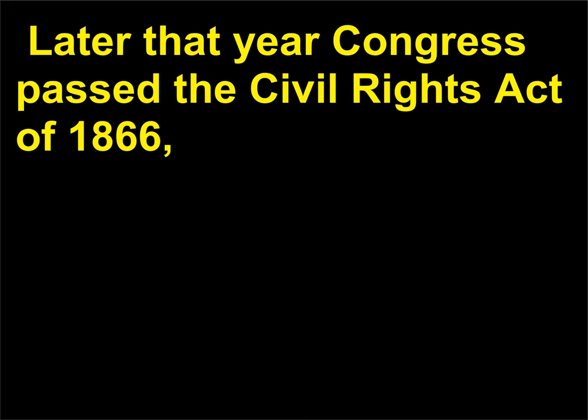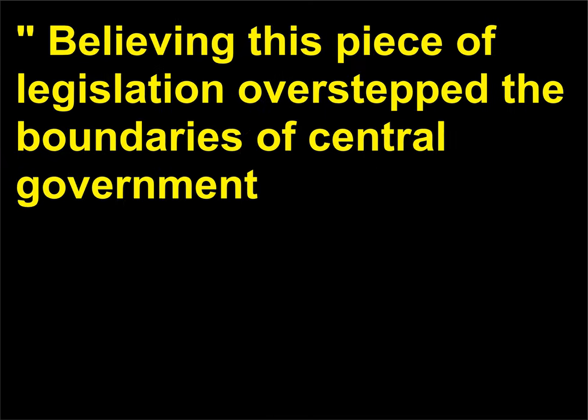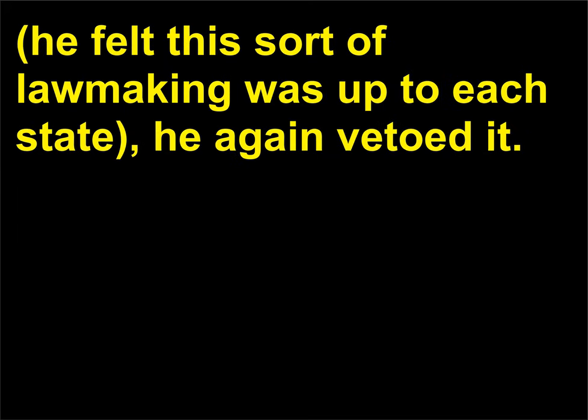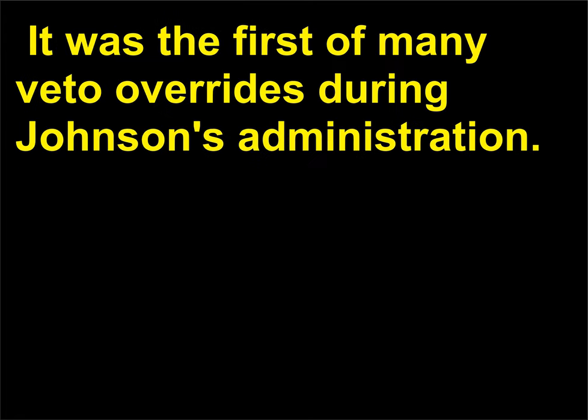Later that year, Congress passed the Civil Rights Act of 1866, a bill that extended citizenship to freed slaves and guaranteed them equal protection of the laws. Believing this piece of legislation overstepped the boundaries of central government, he felt this sort of lawmaking was up to each state, he again vetoed it. But this time Congress mustered the votes it needed to overturn a presidential veto. It was the first of many veto overrides during Johnson's administration.